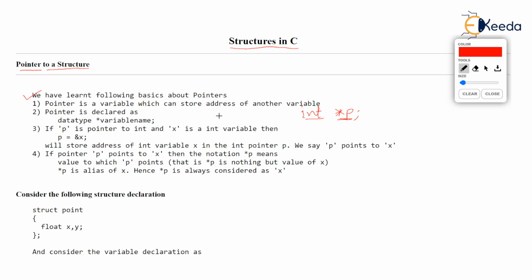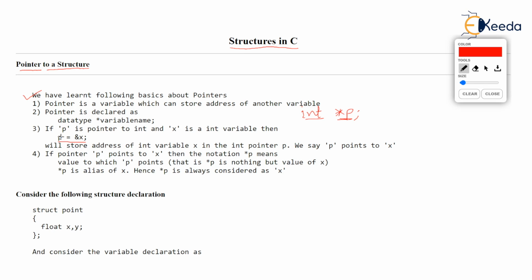Now the next thing is that if p is a pointer to int and x is an int variable, then this statement, everybody knows this, p is equal to ampersand x. Now ampersand is an address operator and this is read as address of x. Then address of x will be loaded in the pointer p.